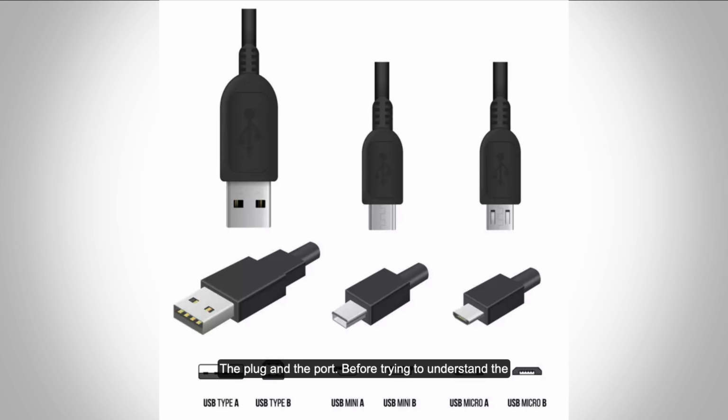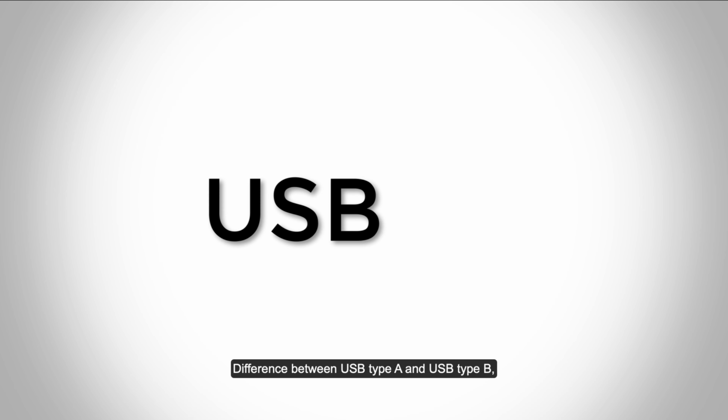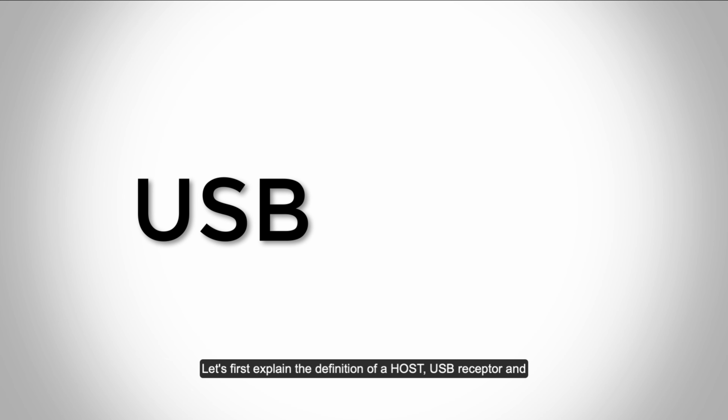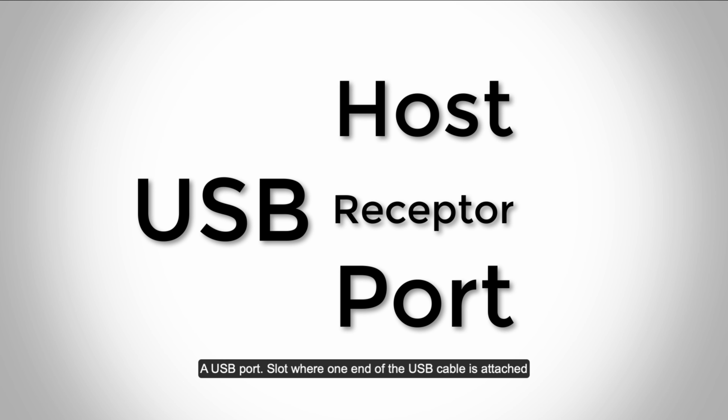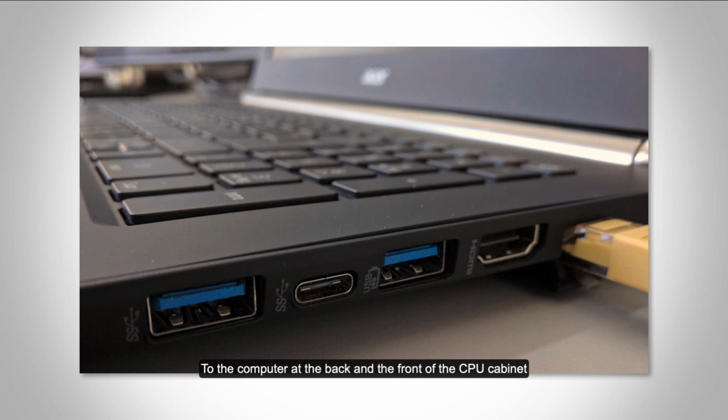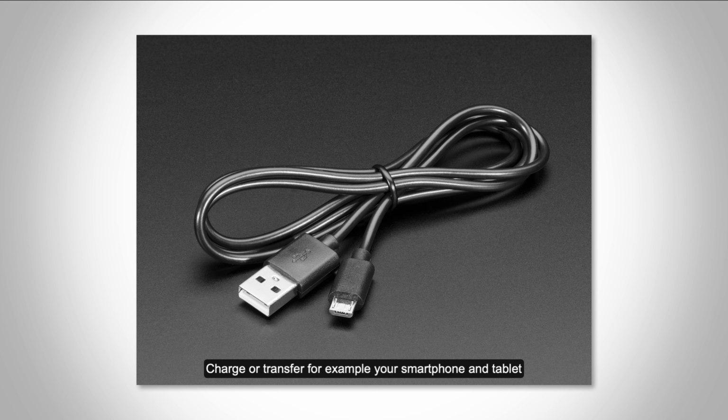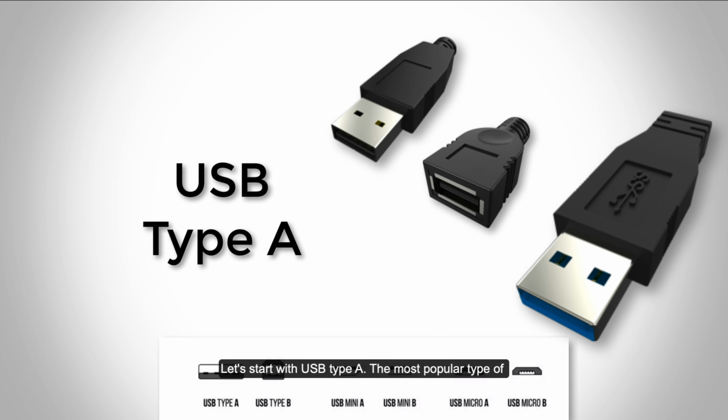To understand the difference between USB Type A and USB Type B, let's first explain the definition of a host, a receptor and a port. The slot where one end of the USB cable is attached to the computer, at the back and the front of the CPU cabinet, is called the port. The electronic device that you wish to charge or transfer data to, for example your smartphone and tablet, is known as the receptor. Coming back to USB types, let's start with USB Type A.